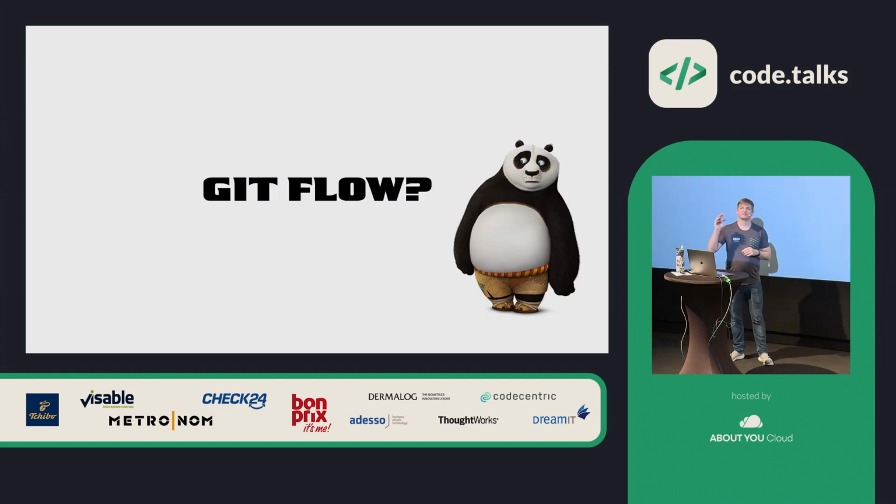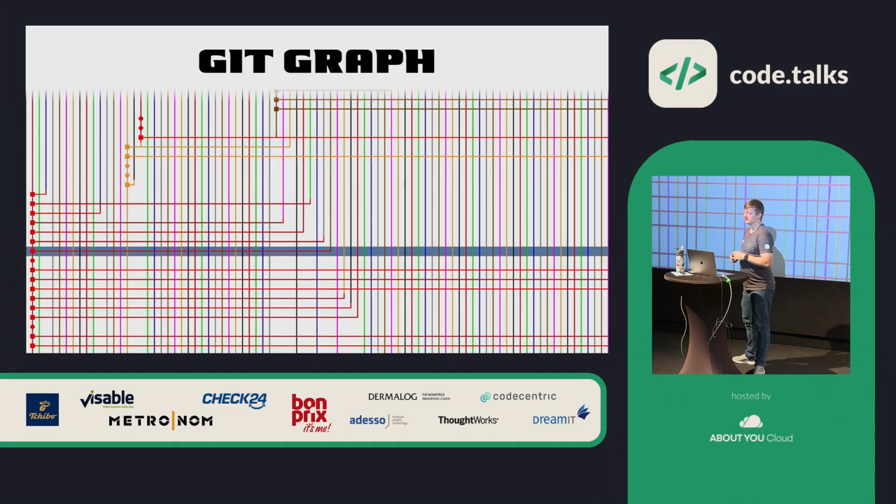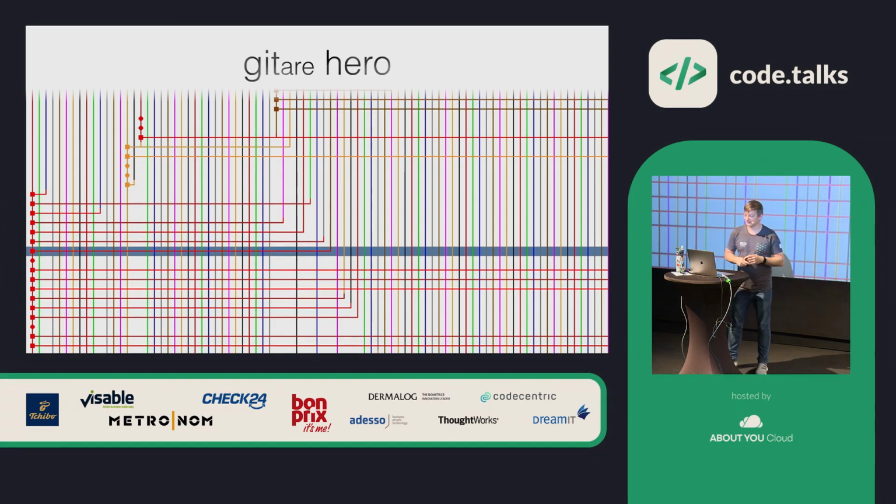Anybody of you doing Git Flow or knowing Git Flow? Yeah, then maybe you know something like this, right? A nice Git graph. It's more like a Guitar Hero graph, right? So that's not very useful at all.